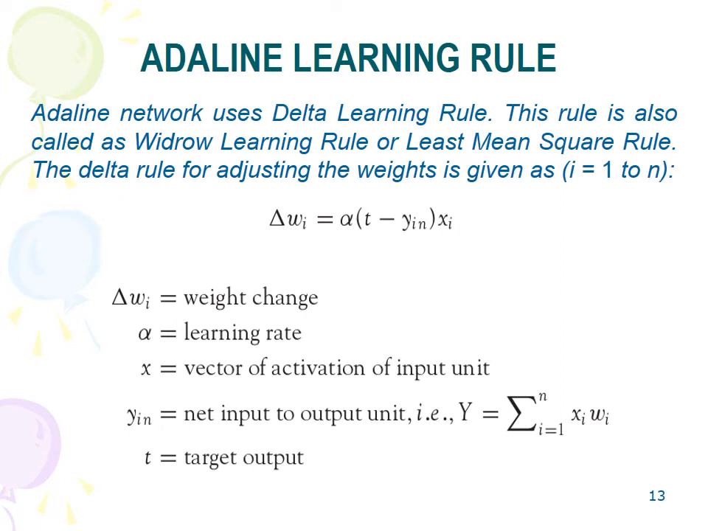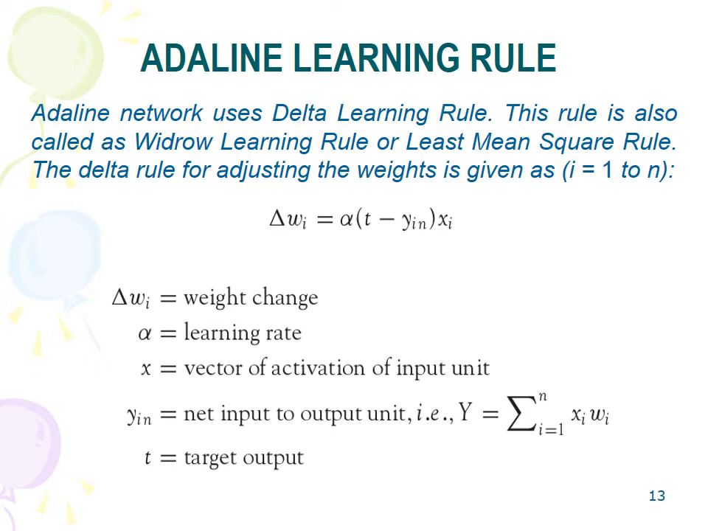It uses a delta learning rule, which is also called the least mean square rule or Widrow learning rule. This delta rule is used for adjusting the weights, with i from 1 to n. Here delta w_i is the weight change, alpha is the learning rate, x is the vector of activations of the input units, and y_in is the net input to the output unit, that is equal to the summation of i equals 1 to n of x_i into w_i, and t is the target output.